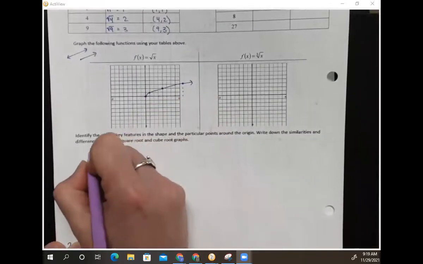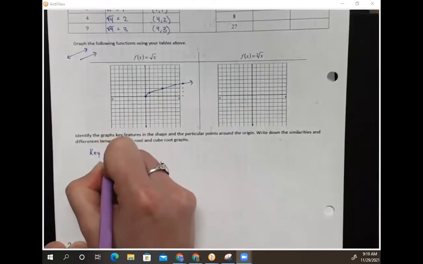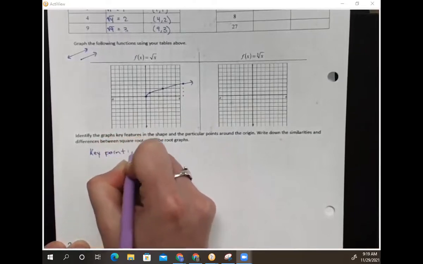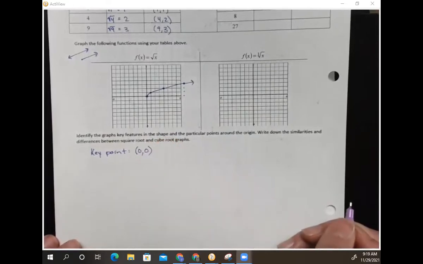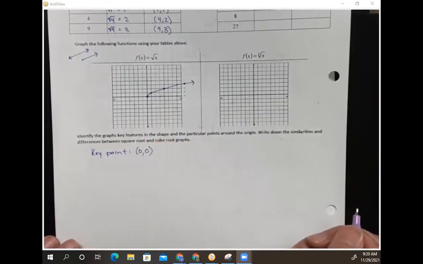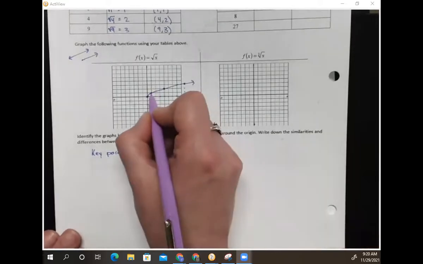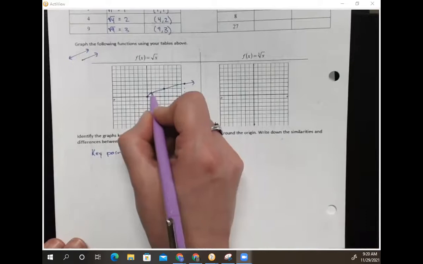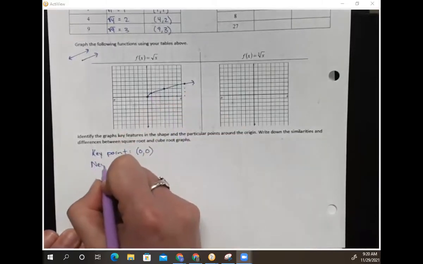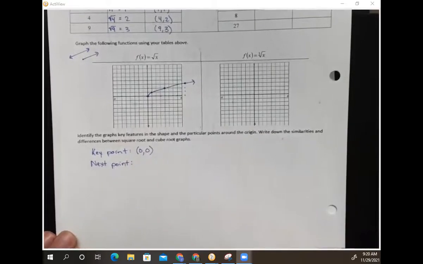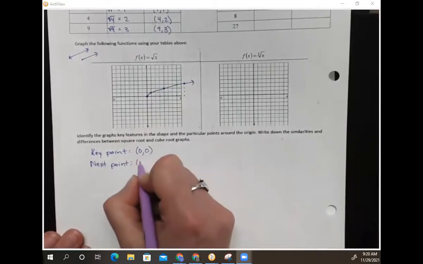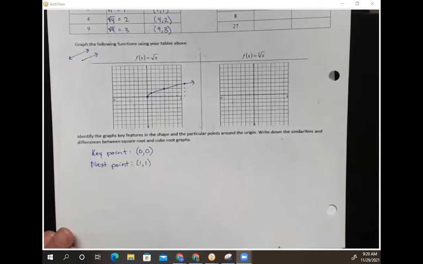So I want you to notice that our key point for our parent graph is at 0, 0. So we can use that as our reference point. And then to get to the next nice point, we're going up 1 and out 1. So that can help us to graph with any transformation. So our next nice point is at 1, 1.